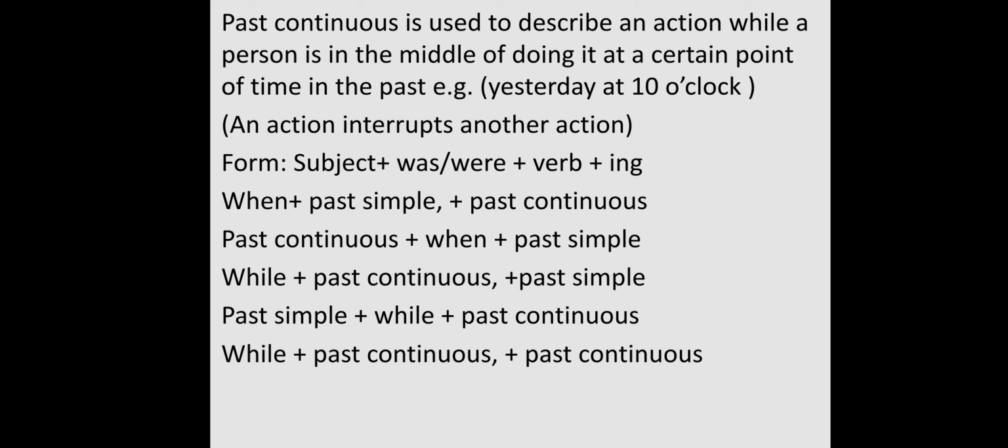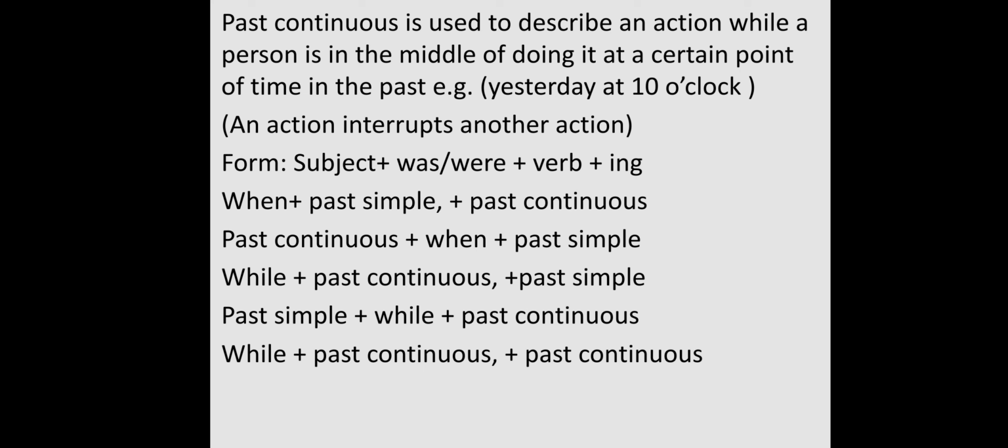To conclude, we can say past continuous is used to describe an action while a person is in the middle of doing it or at a certain point of time in the past. For example, yesterday at 10 o'clock or at 10 o'clock yesterday. We can use it also when an action interrupts another action. The form of past continuous is subject plus was or were plus verb plus ing.